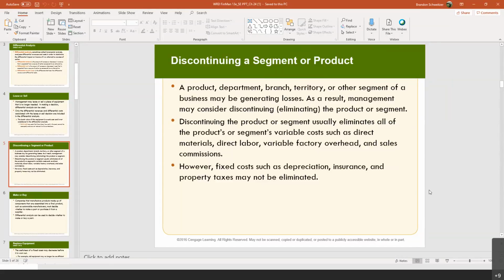However, there's one cost that remains, and as you know, it's the fixed cost. So fixed costs such as depreciation, insurance, property taxes, rent, mortgage, etc. We cannot eliminate that because the building still exists, right? And so therefore the fixed costs do not get eliminated. Only the variable costs associated with that product get eliminated when we discontinue the product.